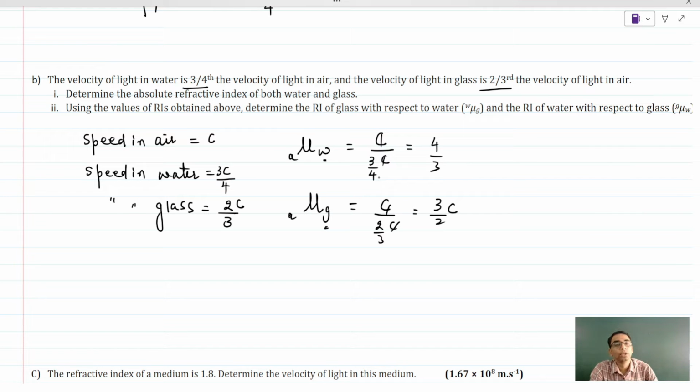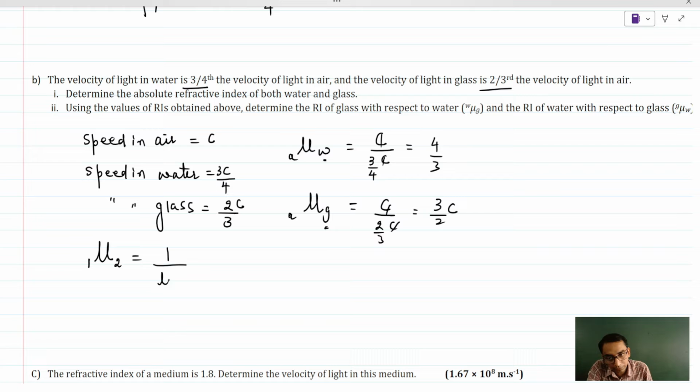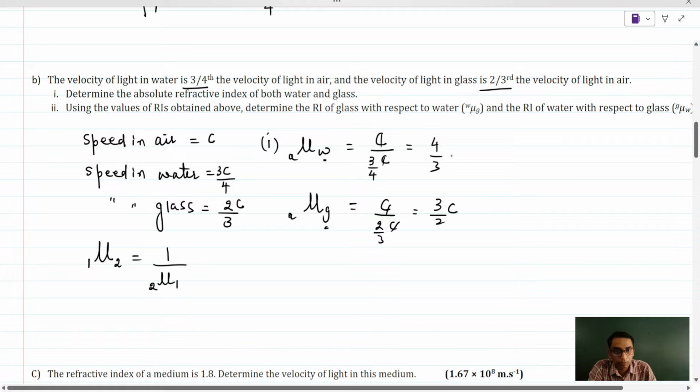Now they are asking us, find the refractive index of water with respect to glass and glass with respect to water. Here you are supposed to use the principle of reversibility of light, correct? Which means that refractive index of medium 2 with respect to 1 is equal to 1 upon refractive index of 1 with respect to 2. So I'm going to find out any one and then I'm going to do the reciprocal, right? So this was the answer to my first problem.